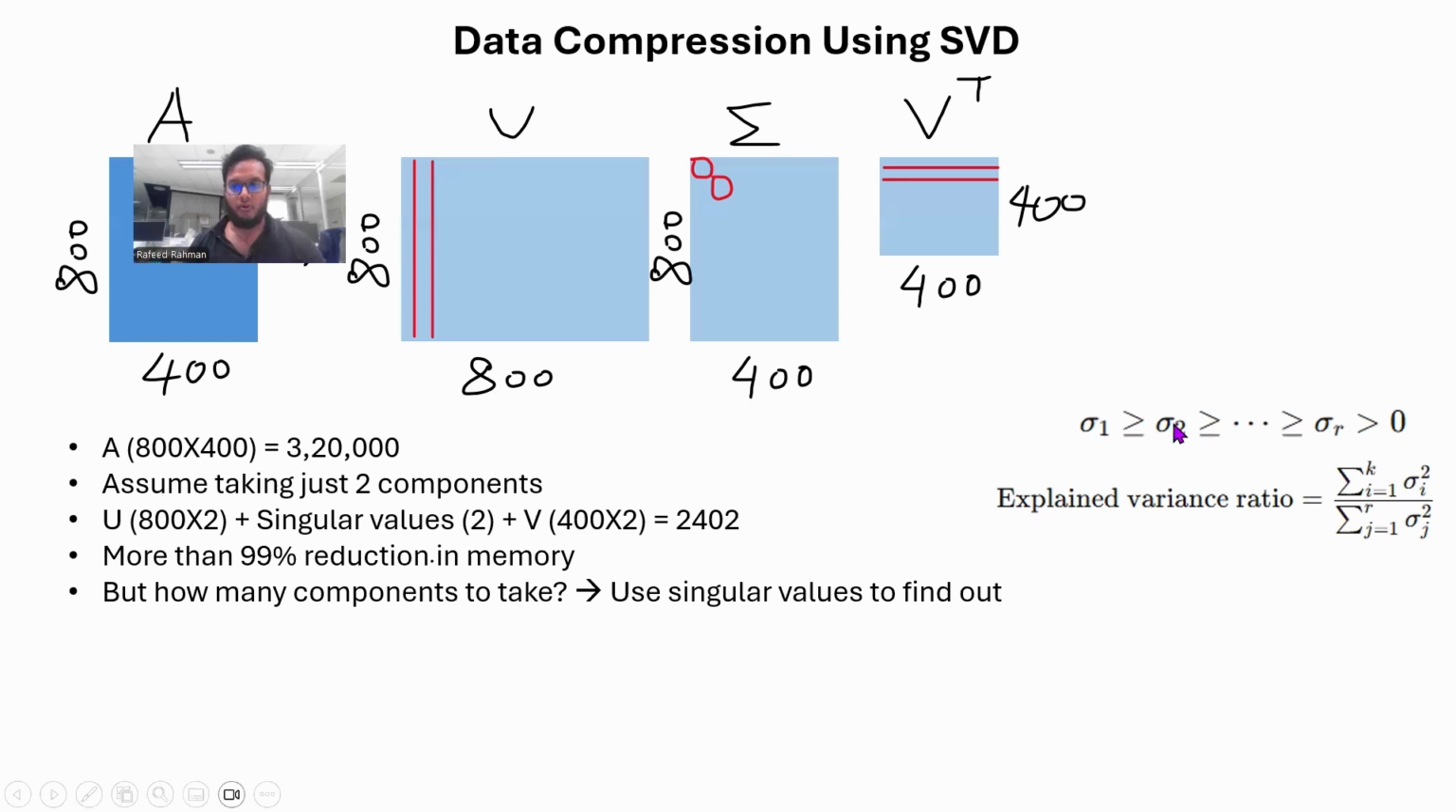So these are all singular values. This is the first singular value at the very left. This is the second one, second to the very left, and so on and so forth. So these are singular values, and we know that they are in decreasing order.